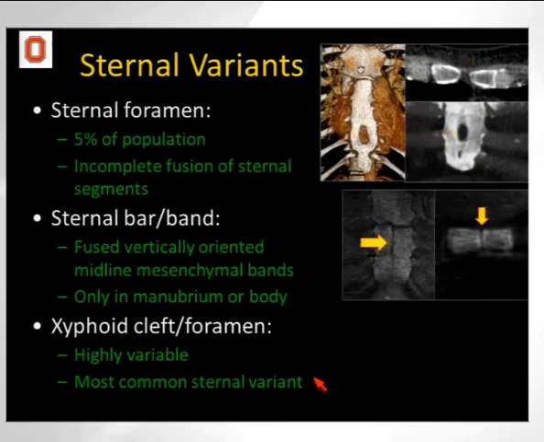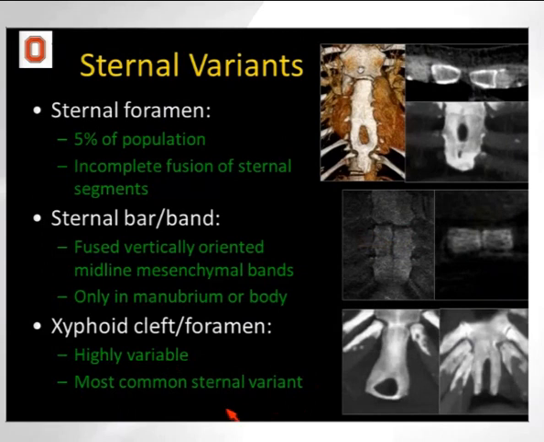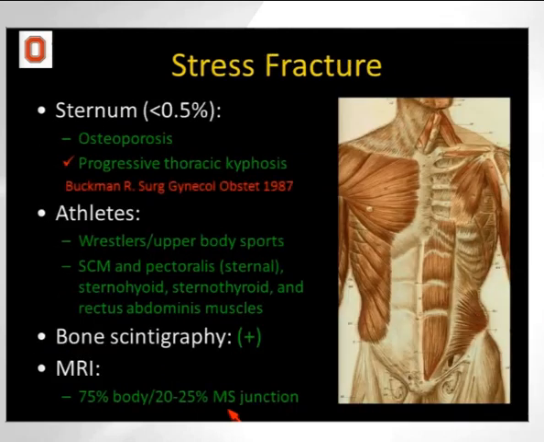Sternal bands are also in the midline. They can look like low signal intensity or sclerotic areas within the bone, but they can sometimes mimic stress fractures. And of course, xiphoid clefts and foraminae can look like destructive lesions on radiography.